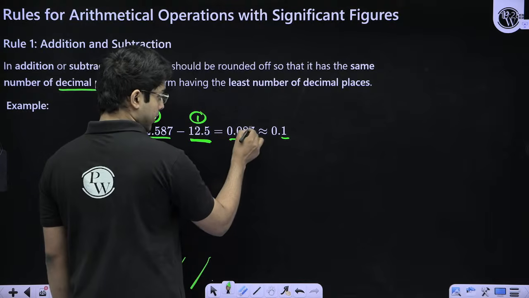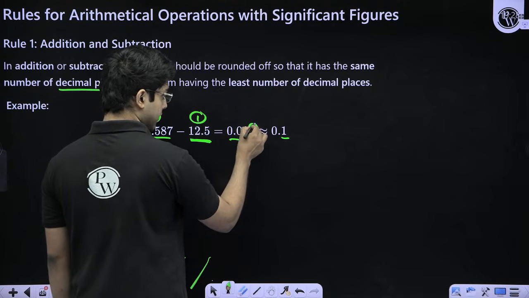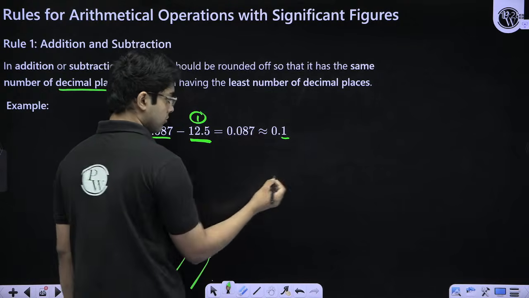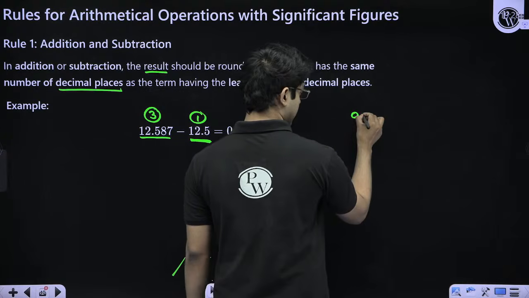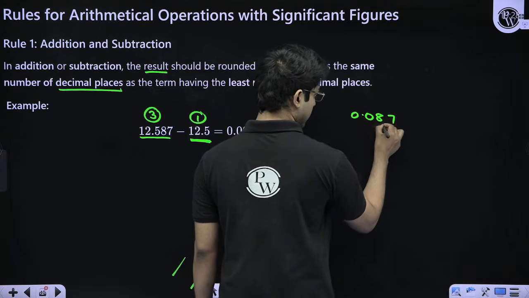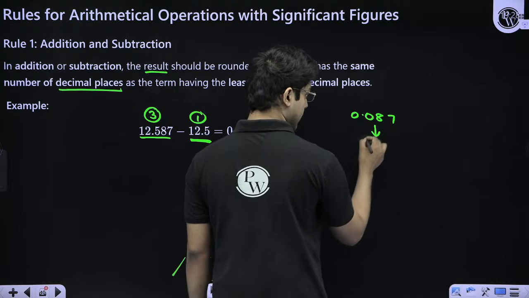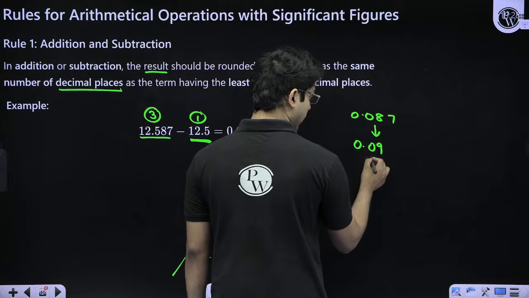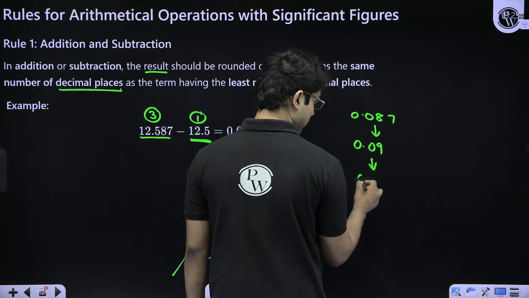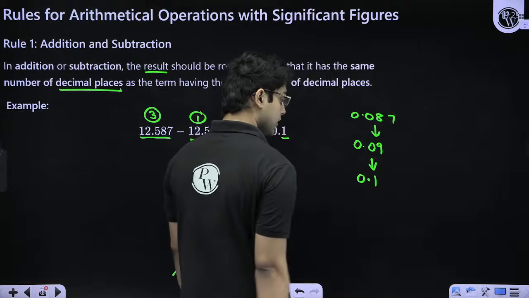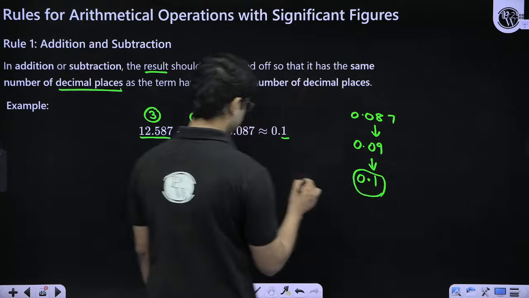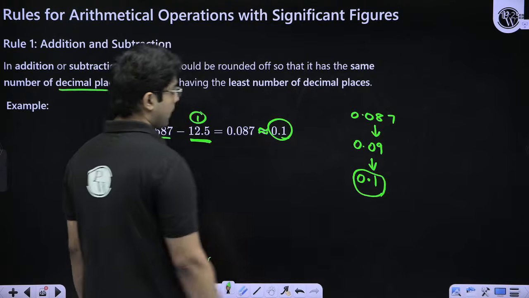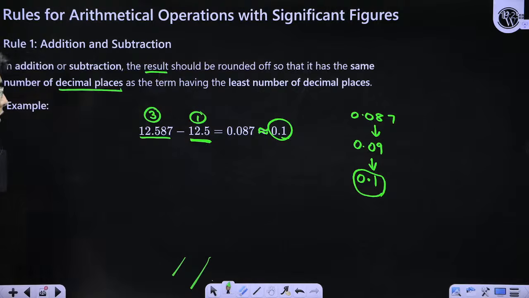So 8, 7, right? So get rid of this 7 and make it, we will see how to round off numbers after a while. But this is kind of easy, so we'll do it here. After getting rid of the last digit, you can write it as 0.09. We need to get 1 more decimal place away, so it will become 0.1. So this will be approximated as 0.1 due to this rule.